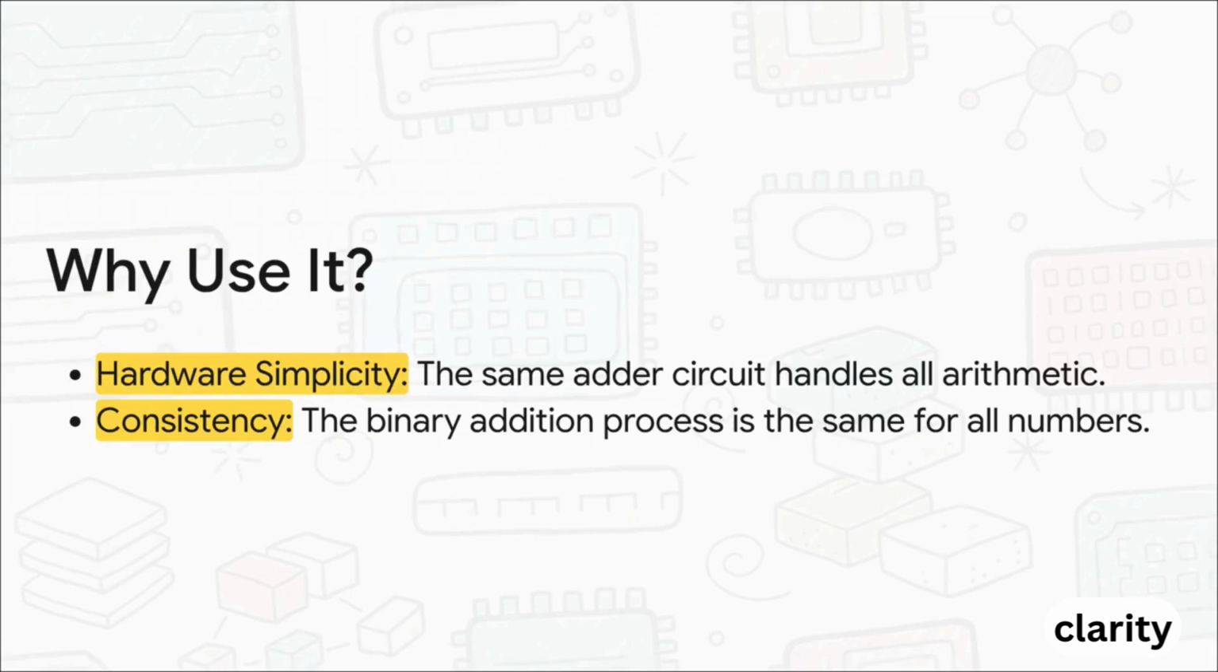And the benefits of doing it this way are huge. For the hardware engineers, it means they only have to design and build one simple, efficient circuit, an adder. That single circuit can now handle 5 plus 2, 5 minus 2, even -5 plus -2, all using the exact same logic. It makes the CPU design so much simpler and keeps all the math consistent.